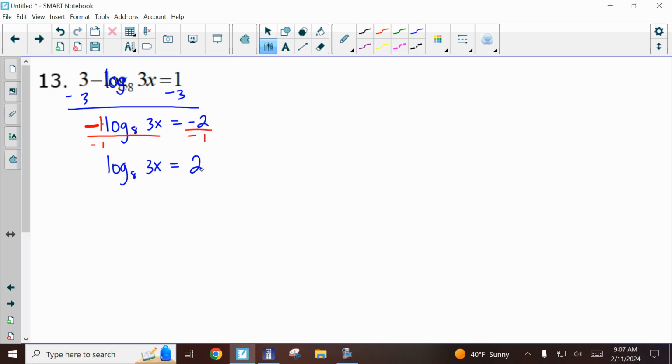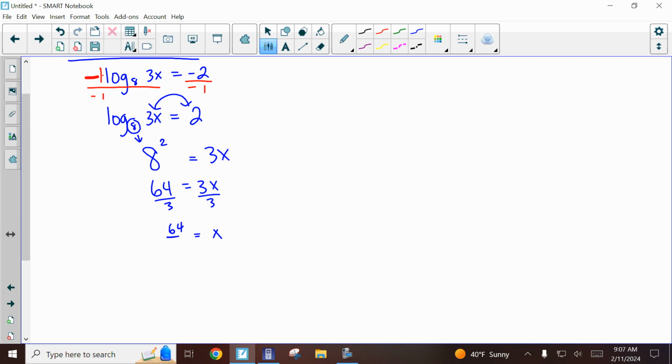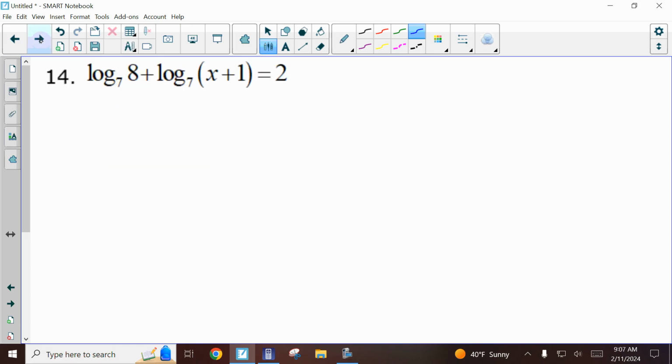And once we get that log isolated, now we can convert into exponential form. So I'm going to take this base 8 and I'm going to drop it down. And now I'm just going to switch this stuff. So that 2 comes over to this side, and then 3x comes over to this side. 8 squared is 64. If I want x by itself, I just have to divide by 3. So x equals 64 over 3. Now that 64 over 3 is positive. So when I stick 64 over 3 here and times that, that's positive and it's not 0. So we're good there. That checks out.